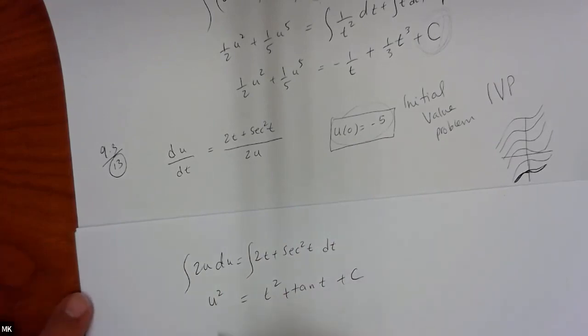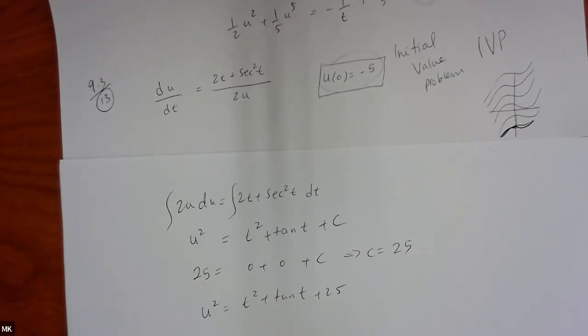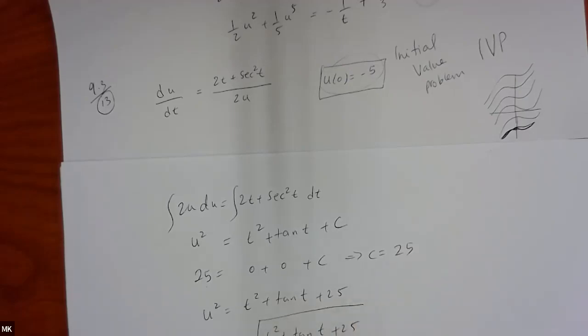u of 0 is -5. So if I plug in -5 for u, I get 25 is equal to 0 plus tan of 0, 0, plus c, which means c is equal to 25. So I have u squared is equal to t squared plus tan t plus 25. But that is not an explicit solution for u. Technically, u would be plus or minus the square root of t squared plus tan t plus 25, right? It could be either plus or minus.